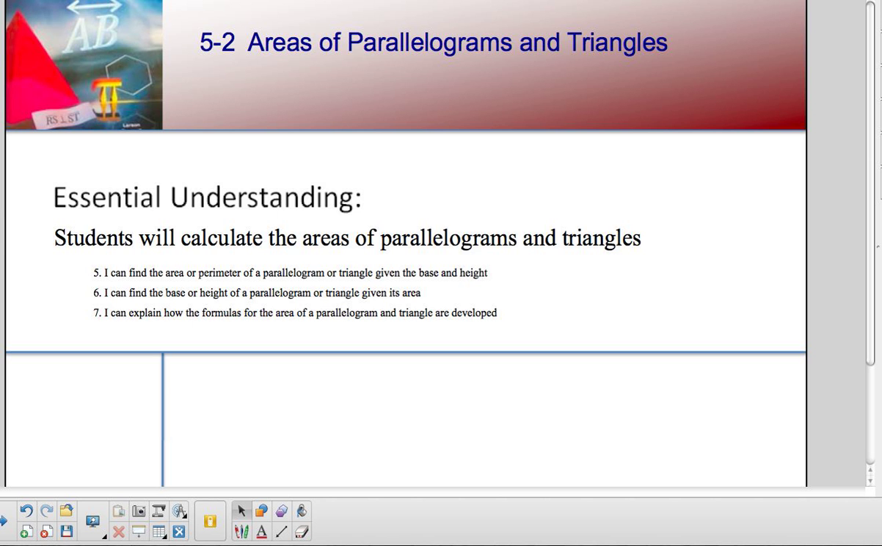The second one is I can find the base or height of a parallelogram or a triangle if I've been given its area. So here we're going to be using the formulas to work backwards to find pieces of parallelograms and triangles. And then of course the last one is I can explain how the formulas for the area of a parallelogram and triangle are developed. So where did these formulas come from? We want to be able to explain that clearly to each other. Okay, so let's get started.